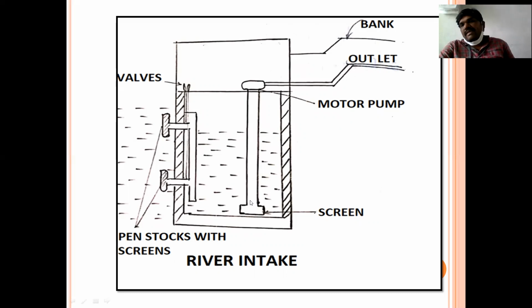Here, one screener will be given to the main pipeline, or will surround it. What is this screener for? The screener is to avoid the entry of soil particles. One motor pump will be provided just at the top of the tower, and using this motor, the water will be pumped through this pipeline. By the help of the outlet, water will be supplied to the treatment plant. From the treatment plant, water will be supplied to the public.